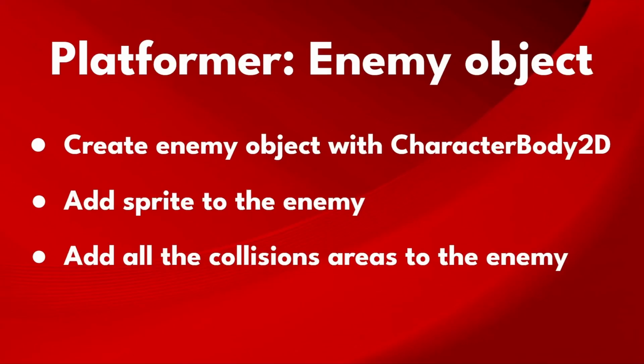All right, so in this section, we're going to create the enemy objects. We're going to start off creating the enemy object with a CharacterBody2D. Then we're going to add a sprite to the enemy. Then we're going to add some collision areas to the enemy as well. Let's go ahead, jump right in, and get started.